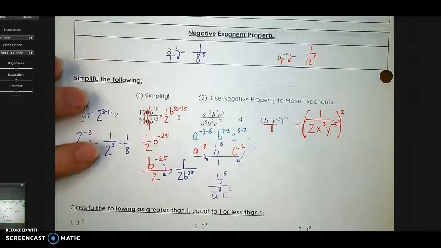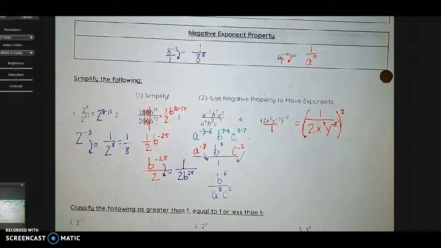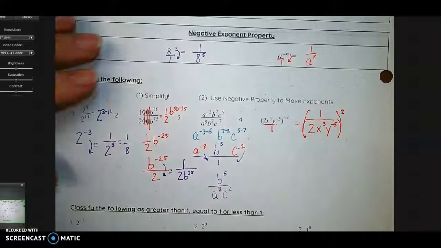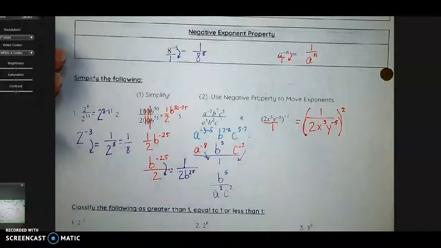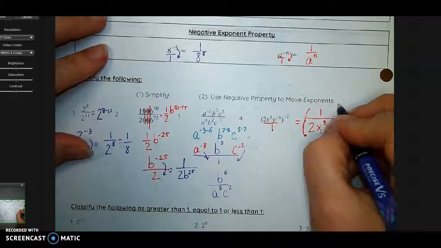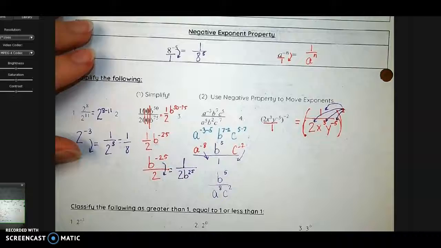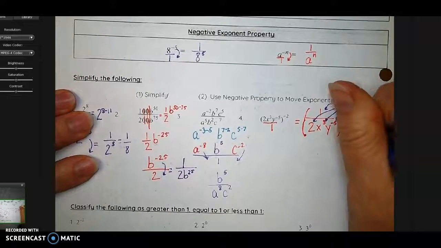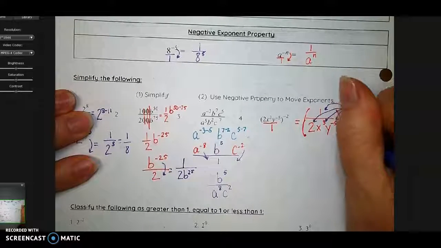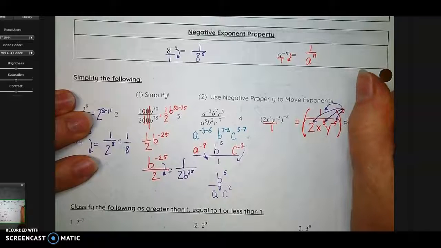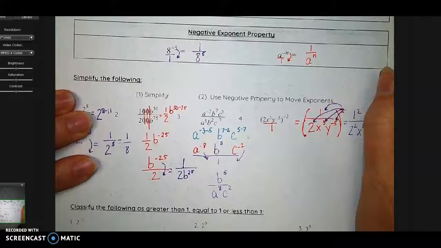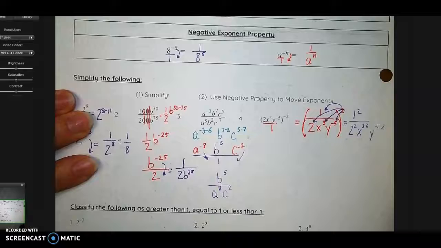And I am squaring all of that. I'm going to show you another reason why that y to the negative fifth stayed the negative fifth there in just a second. Now I'm going to square everything inside and then move exponents as needed. So I get 1 squared over 2 squared, x to the 3 times 2, and y to the negative 5 times 2.